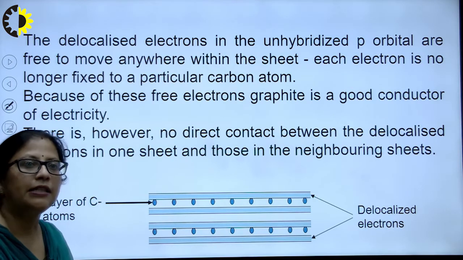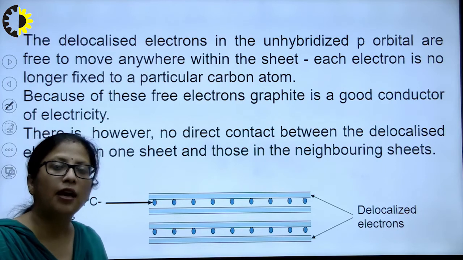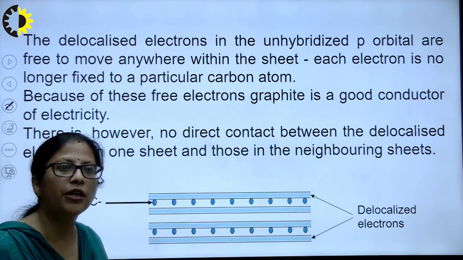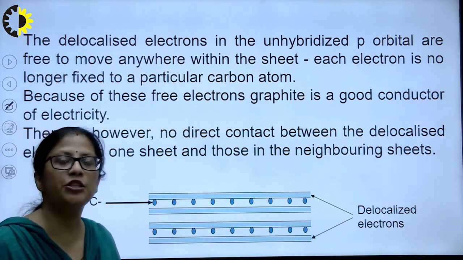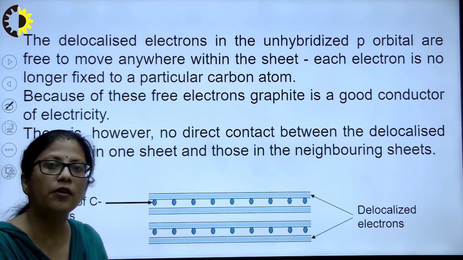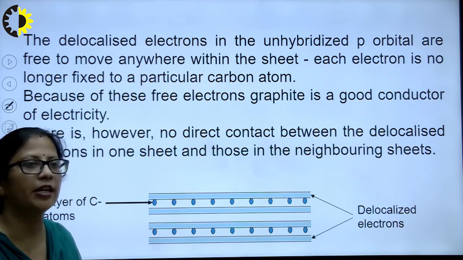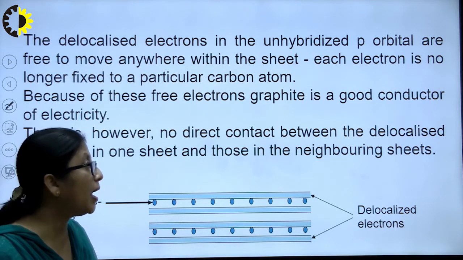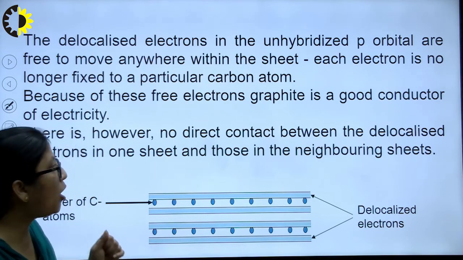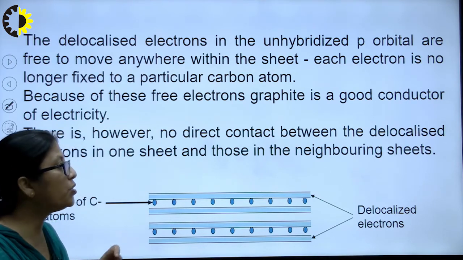Now, the delocalized electrons which are present in the unhybridized p orbital are free to move anywhere within the sheet. Therefore, each electron is no longer fixed to a particular carbon atom. Since they are delocalized, and because of the presence of these free electrons, graphite is a good conductor of electricity, and since they are pi electrons, it is also a good thermal conductor. There is, however, no direct contact between the delocalized electrons in one sheet and those in the neighboring sheets.